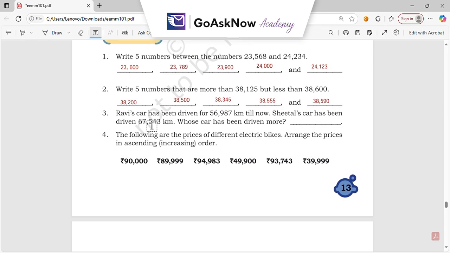Ravi's car has been driven for 56,987 kilometers till now. Seetal's car has been driven 67,543 kilometers. Whose car has been driven more? See here, 56,987 is less than 67,543. So whose car has been driven more? Seetal's car.